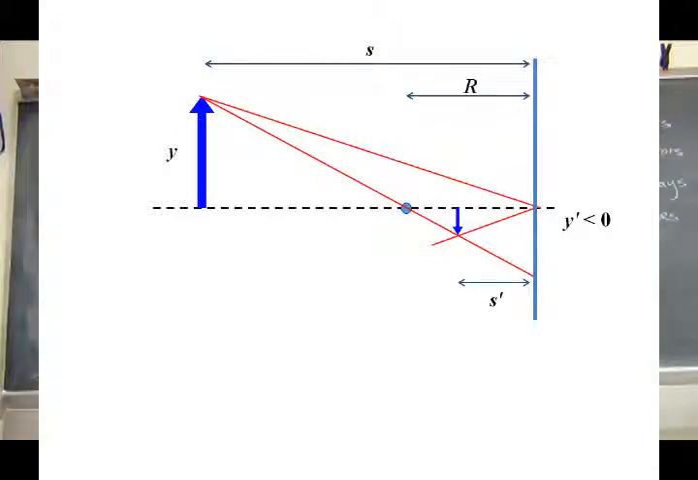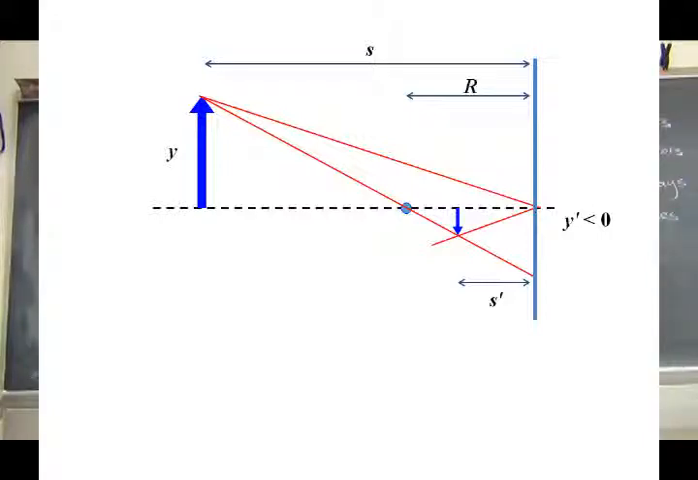We see the object and the image, we see the light rays, we see the mirror over on the right-hand side. s is the object distance. s prime at the bottom there is the image distance. r is the distance to the center of the sphere. y is the height of the object, and y prime is the height of the image. It's actually negative because the image is inverted.